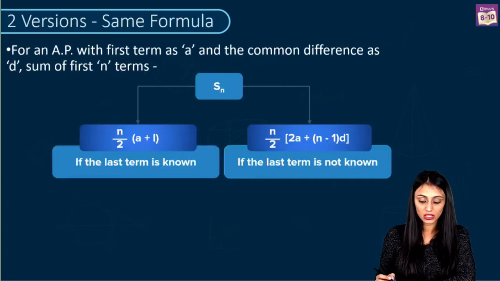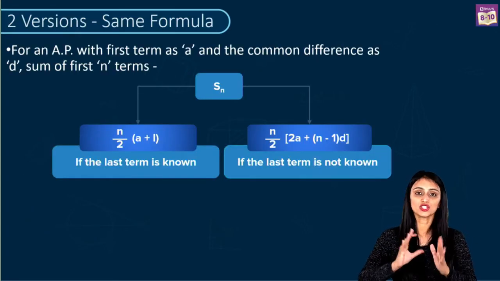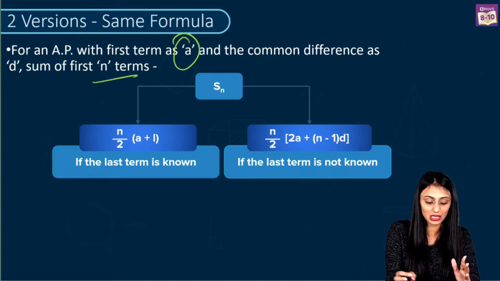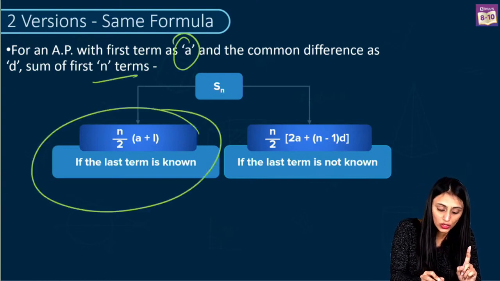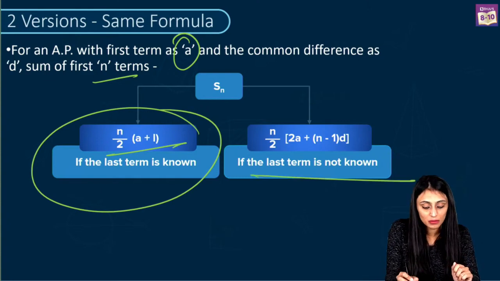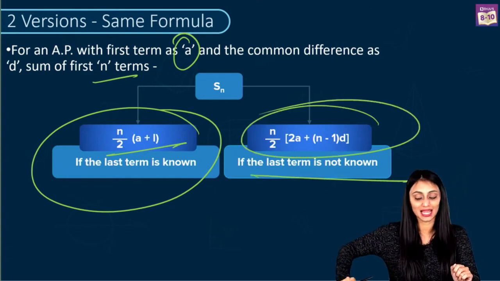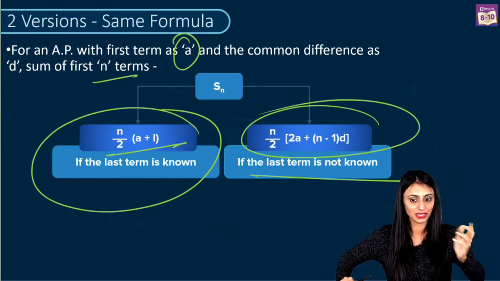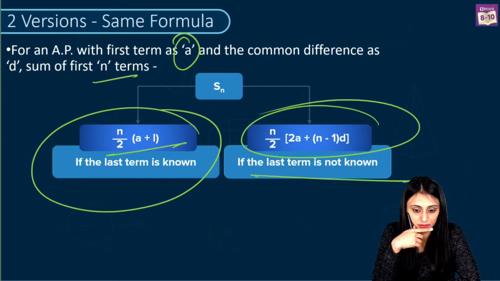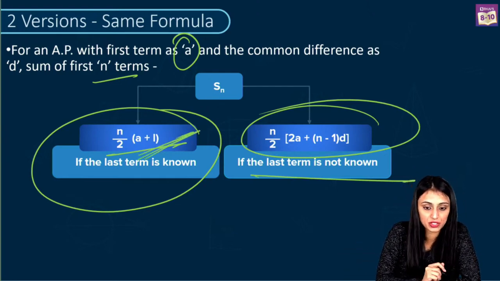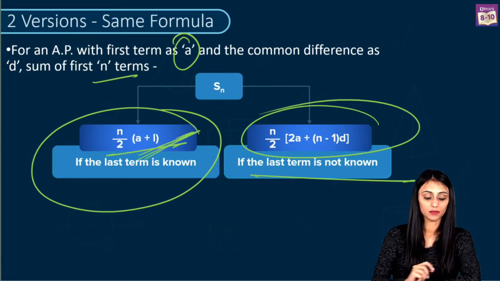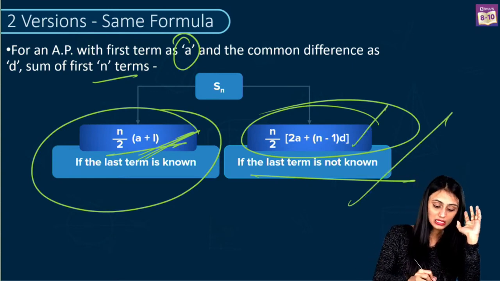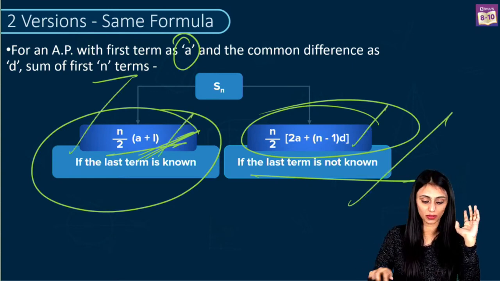These two formulas are basically two versions of the same formula to find the sum of the first n terms of an AP, where the first term is a and the common difference is d. If the last term is known, you can use n by 2 times (a plus L). If the last term is not known, you can use n by 2 times (2a plus n minus 1 d). In the same way Gauss was able to find the sum of the first 100 natural numbers. In that one, there is no common difference, there is no d. Let's suppose the last term is given. If the common difference is also given, you can still use this formula. If the last term is given but the common difference is not given, you can use the other formula.